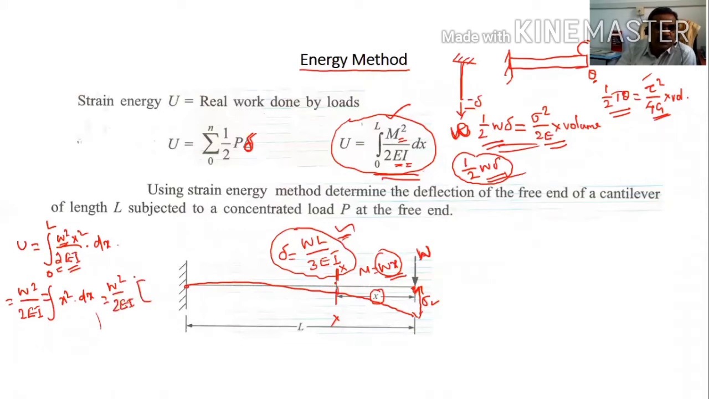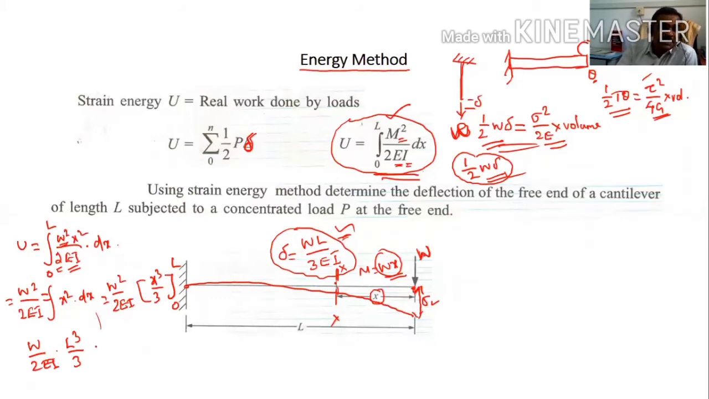Now W square divided by 2EI. If you integrate x square, what will it be? x cube divided by 3. What is the limit? 0 to L. Now apply the limits. W square by 2EI into L cube by 3. If you put 0, that will be 0. So if you substitute the limit, L cube by 3. What is this? This is the strain energy stored.